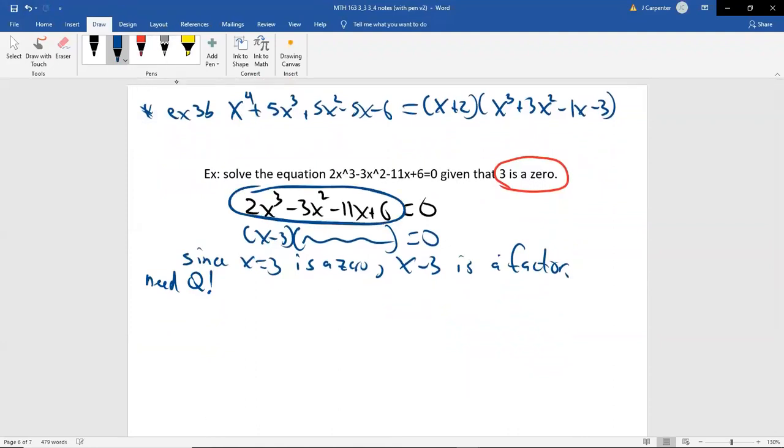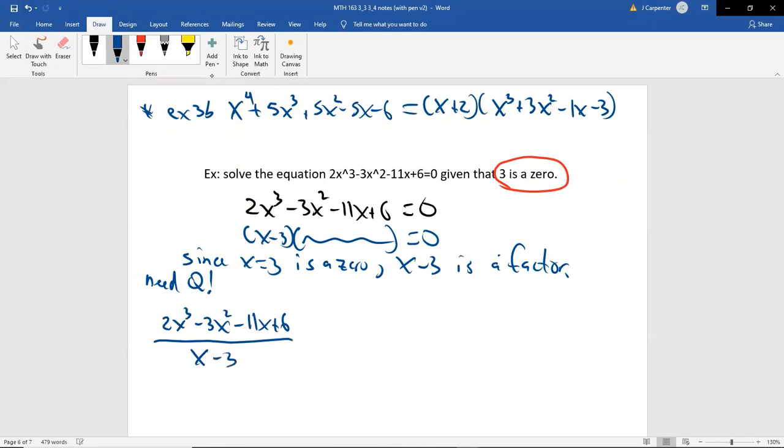We got to take this original polynomial and divide it by something. So we're going to do 2x cubed minus 3x squared minus 11x plus 6. And we're going to divide it by, we told you that 3 is a 0, so that means we're dividing by x minus 3. The factor and what we divide by match. The 0 and the number that go in the box match. The denominator and the factor match.